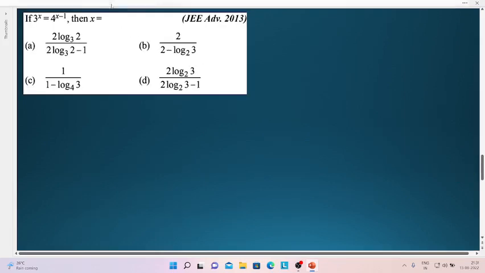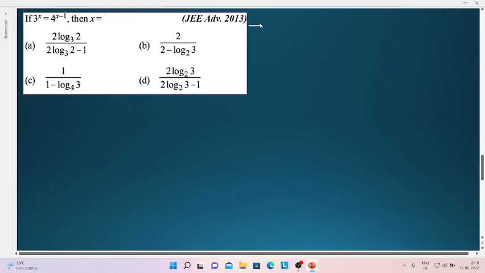So let's move to the next question. This is a very important question. This question was actually asked in JEE Advanced 2019, right? The question says, if 3 to the power x equals 4 to the power x minus 1, then x will be equal to a, b, c. These are the options with logarithmic functions, right?